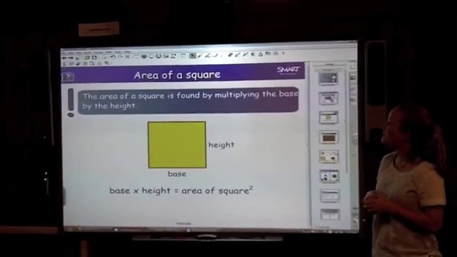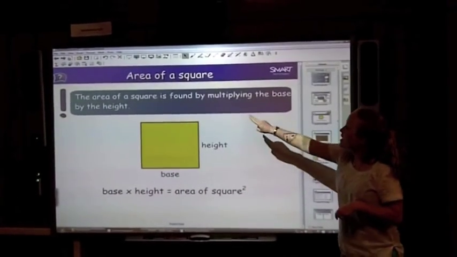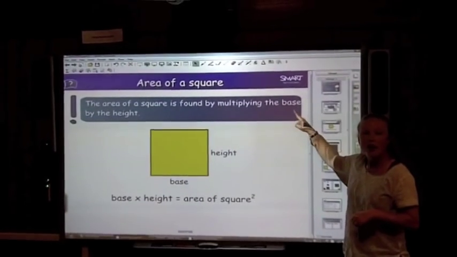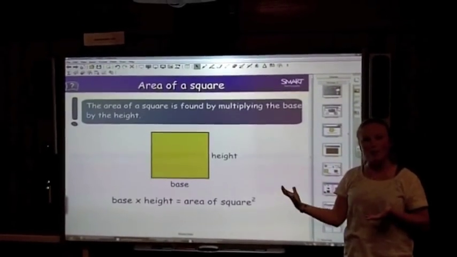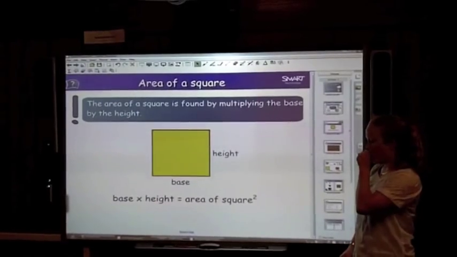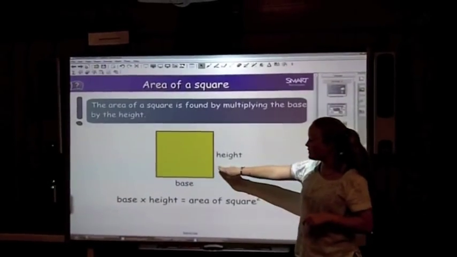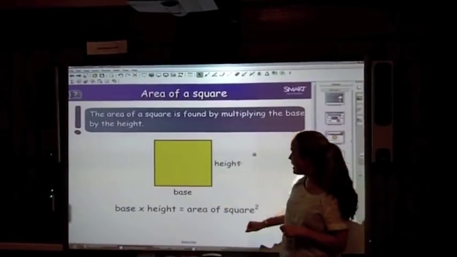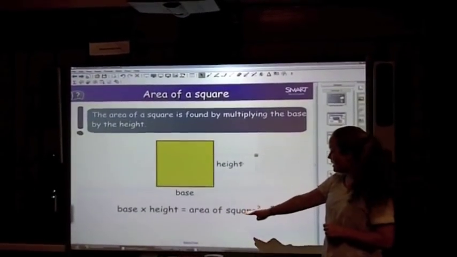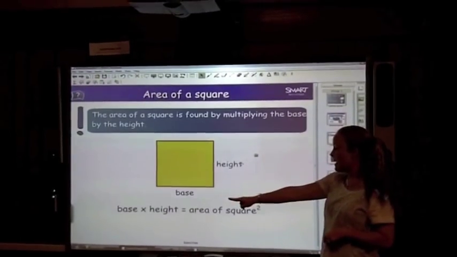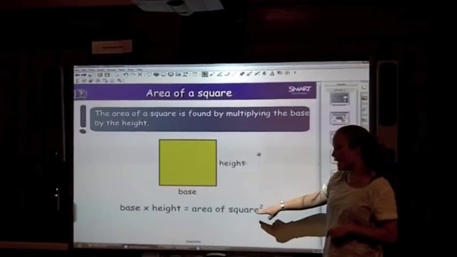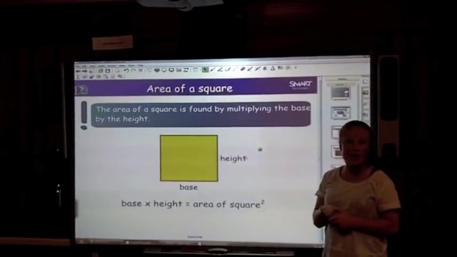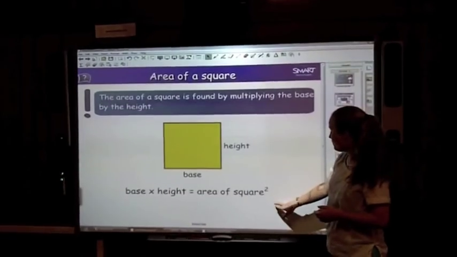Our next slide is the area of a square is found by multiplying the base by the height. So now you can tell them how to find the area once they know what the area is. Here is a picture of a square, clearly labeled with the height and the base. And at the bottom, the formula for finding it. Base times height equals area of a square squared, because anything with area is going to be squared.